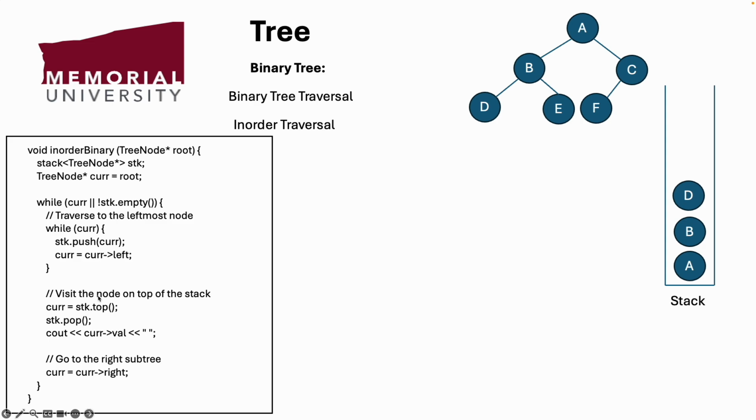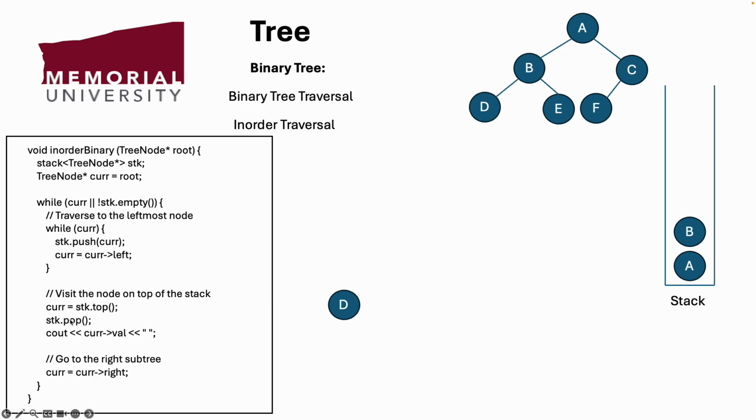Okay, so they visit the node on the top of stack. So on the top of stack is what? It's D. Okay, D, so the current we point the current into D. It's going to pop up and going to print the D here. Then we check the right subtree.